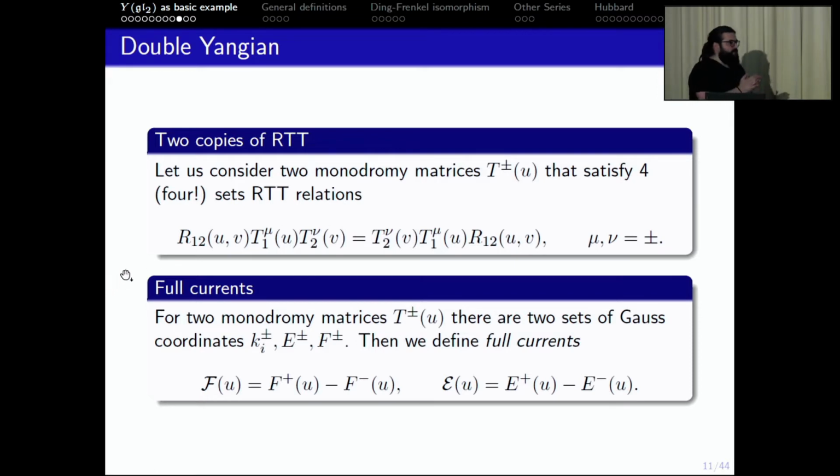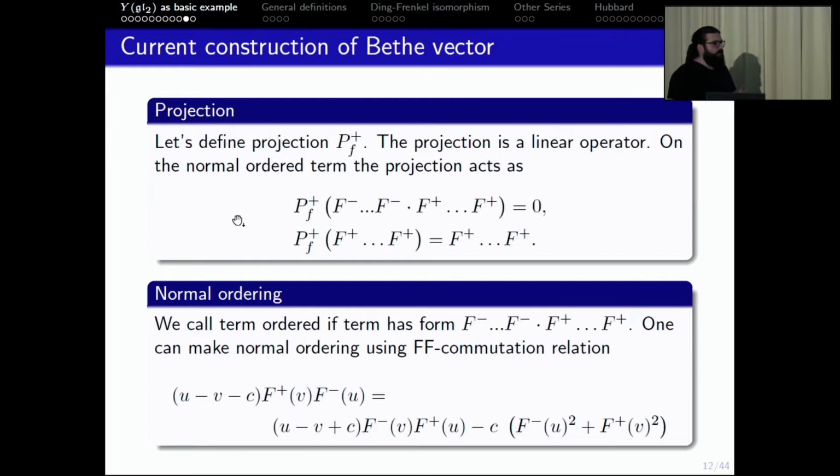Yeah, so now we introduce full currents. We define it like the difference between F plus and F minus. And let us introduce the most important component of our construction, its projection. It was invented by Khoroshkin, nevertheless. So if you have some huge term with F minus, F plus, please try to reorder all F minus to the left and F plus to the right using a commutation relation of such type. So you see that it's possible, because if you have F minus on the right and F plus on the left, you apply this commutation relation, put F minus to the left, F plus to the right, and it's okay.